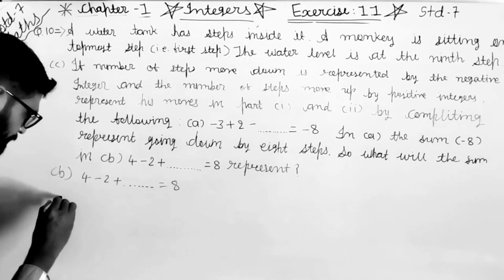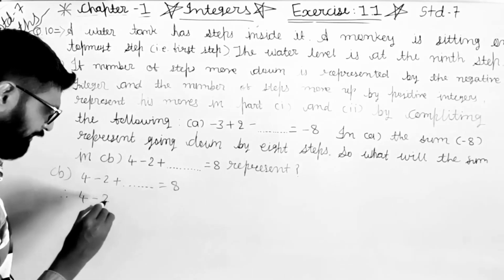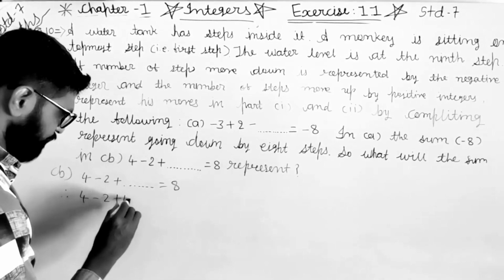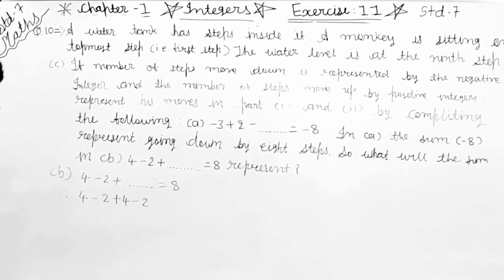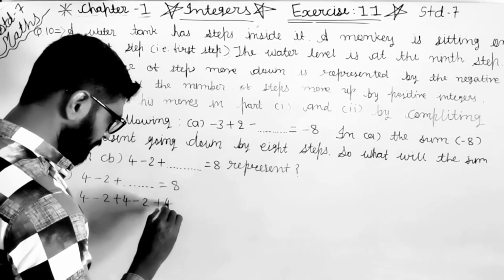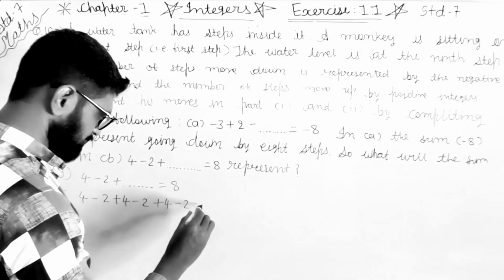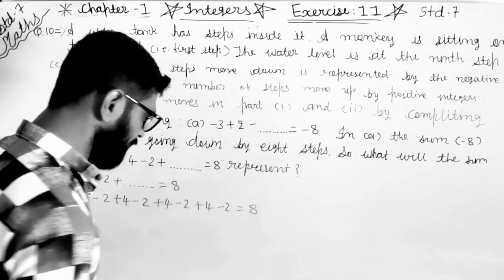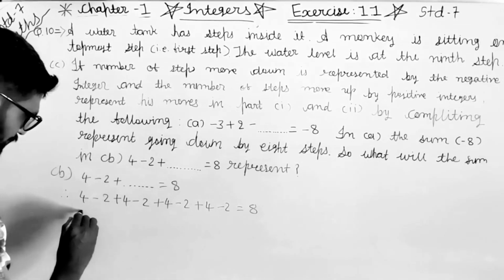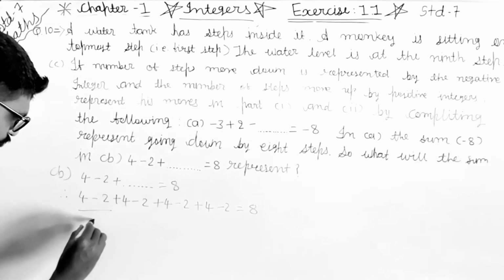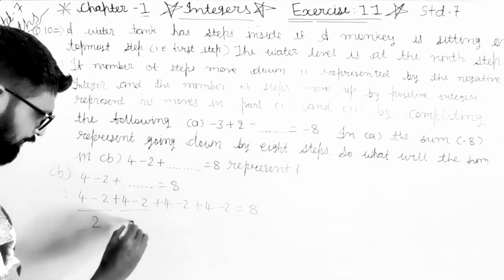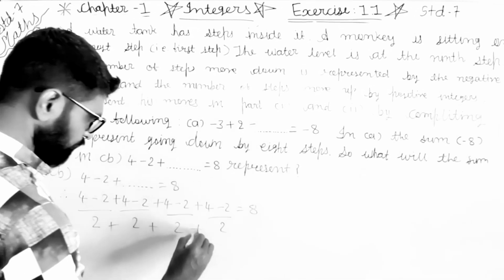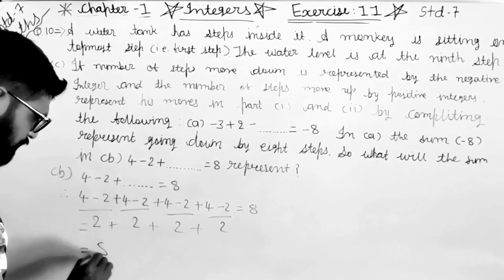Now see, 4 minus 2 means 2. Again, plus 4 minus 2 means 4. Again, plus 4 minus 2 means 6. Again, plus 4 minus 2 means 8. So our answer will be 8. Each time 4 minus 2 is 2, and adding all these 2s, obviously our answer will be 8.